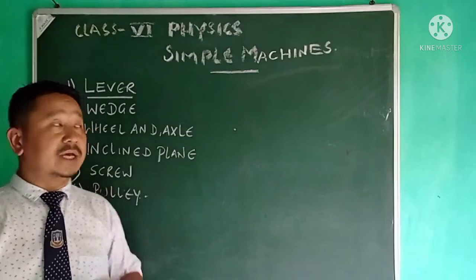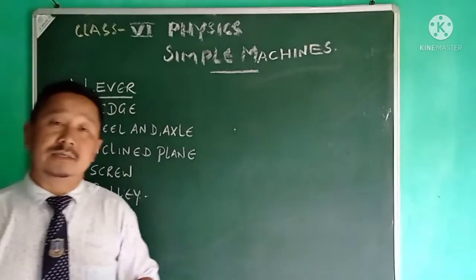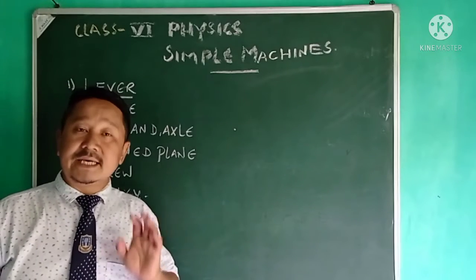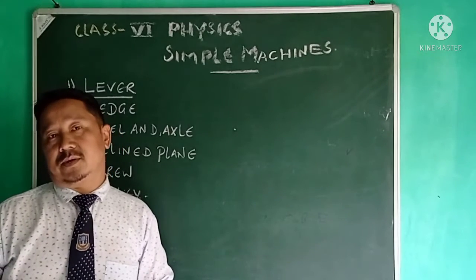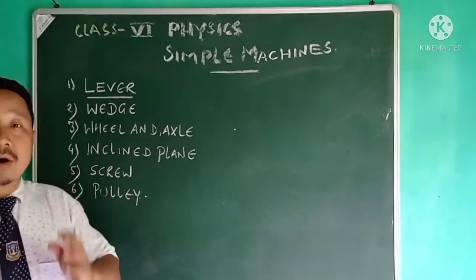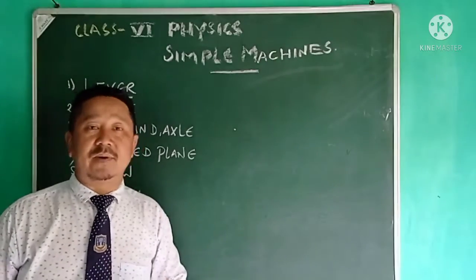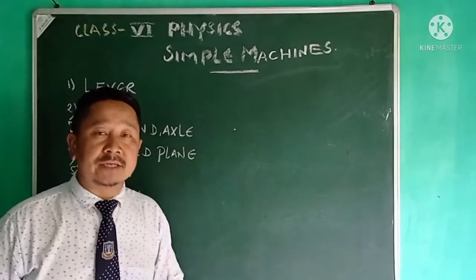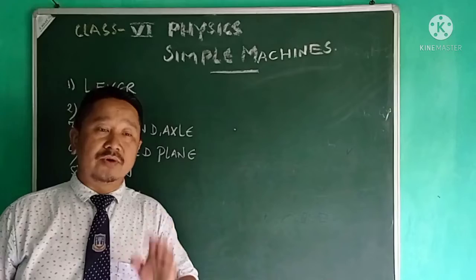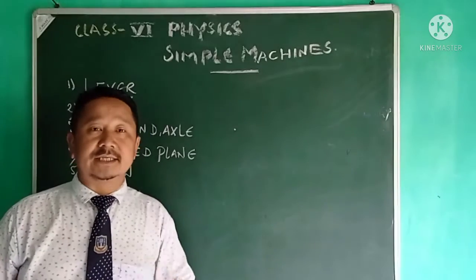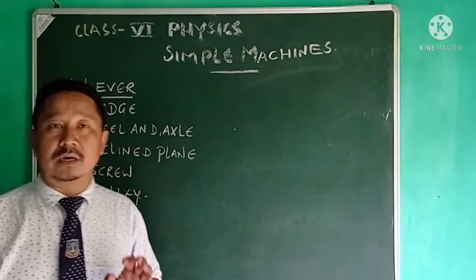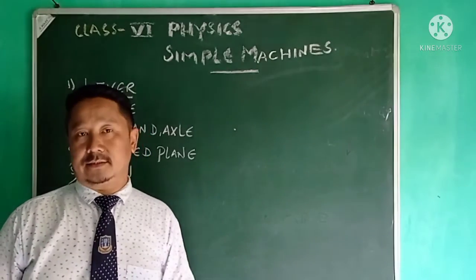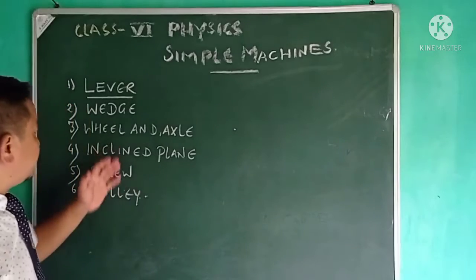Simple machines are simple tools which make our work easier and faster. They make our work easier and faster by applying force at a convenient point, which either changes the direction of the force or increases the force applied. There are 6 different types of simple machines.